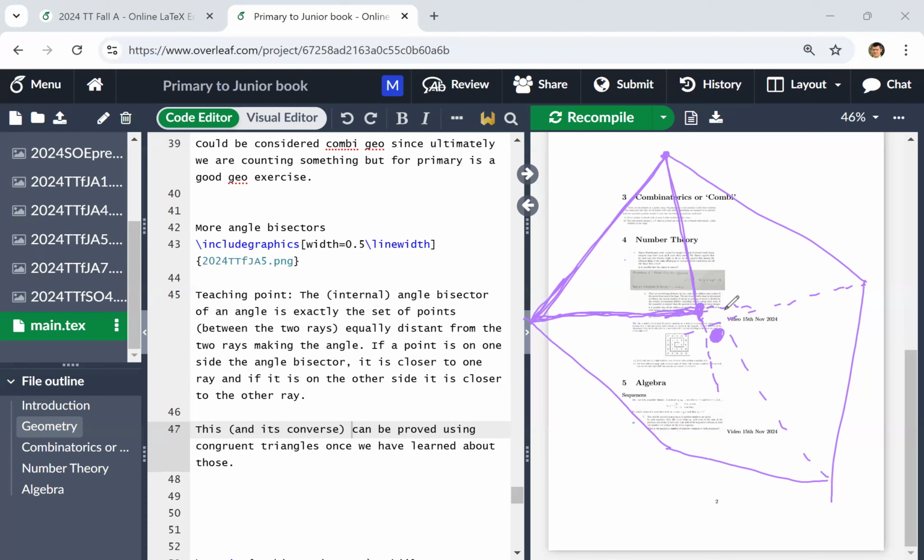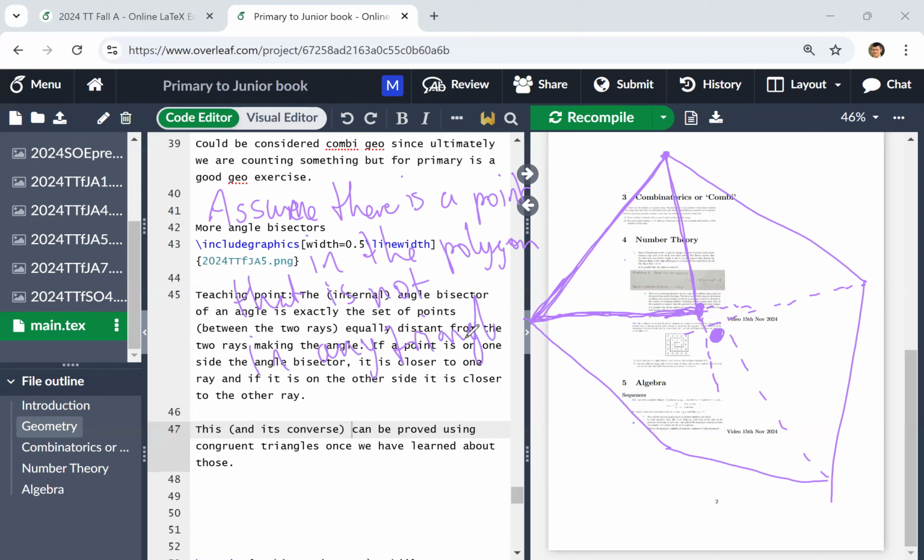So basically, we assume there is a point in the polygon that is not in any triangle made by the angle bisectors.